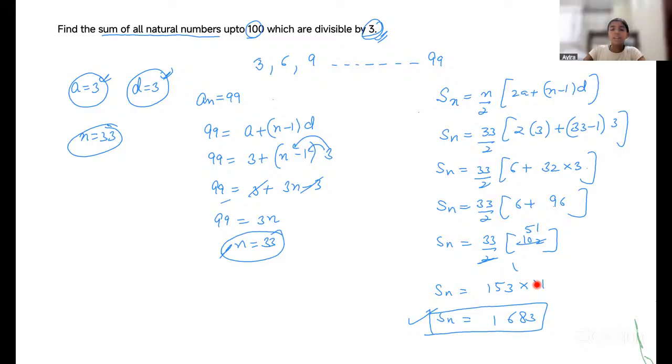When they ask MCQ questions, we don't have to show how we got the answer, right? We can just write the answer. Yeah, okay, you can just write it there.